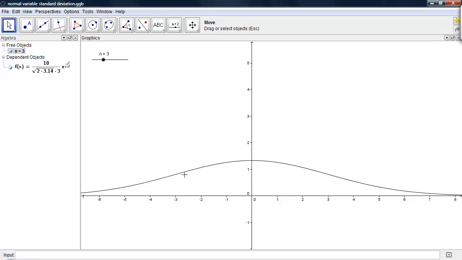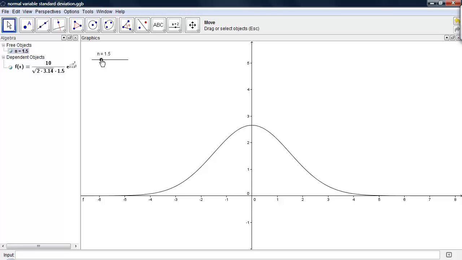we can see here that the curve has gotten shorter, its peak has dropped down, and the tail ends have gotten a little bit wider. So when you increase the standard deviation for a normal density, you seem to make the curve kind of shorter and have it display fatter tails, if you will.